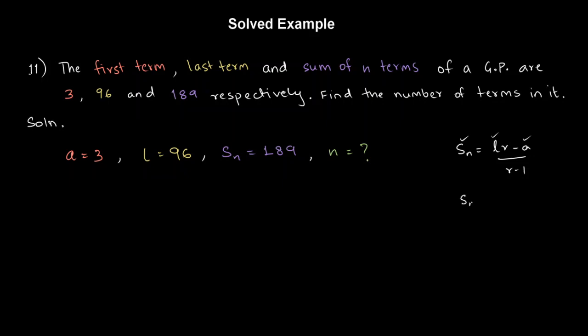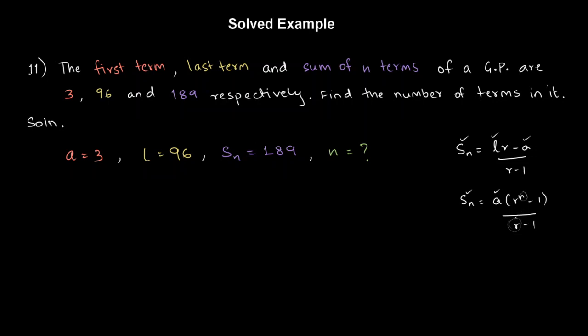What about the other formula for Sn, which is a into r raised to n minus 1 upon r minus 1. Okay, so in this formula as well, if you really think about it, we have Sn, we have a, r is an unknown and n is an unknown. So this single equation has two unknowns, which makes it really difficult to solve actually, right?